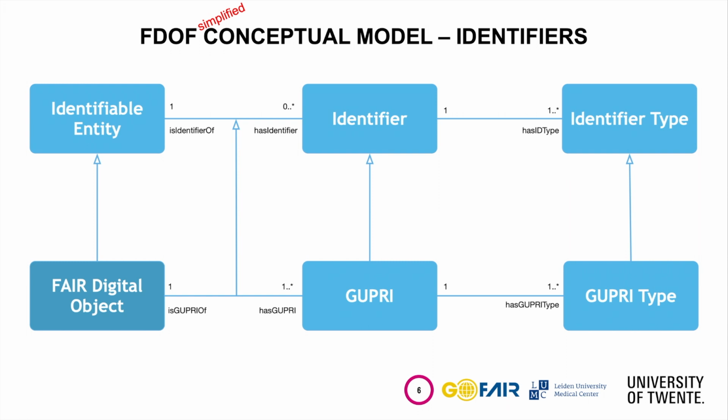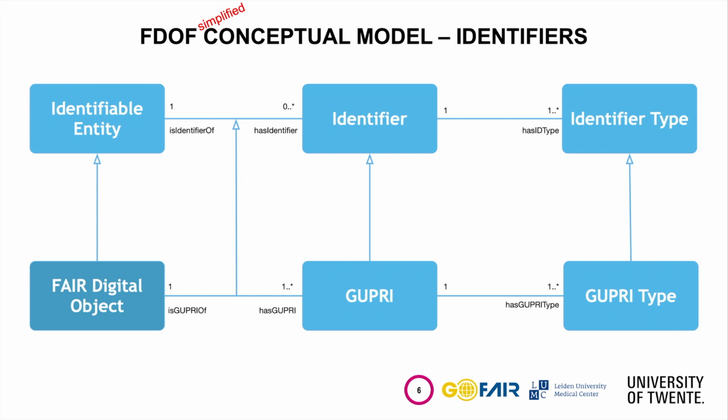Here we have simplified versions of the FDOF conceptual model representing some of its aspects. Given the time, I just selected some that I think will be more interesting to present here. In this diagram, we have that there are entities that are able to be identified by identifiers of a given type, like PIDs, URIs, etc.